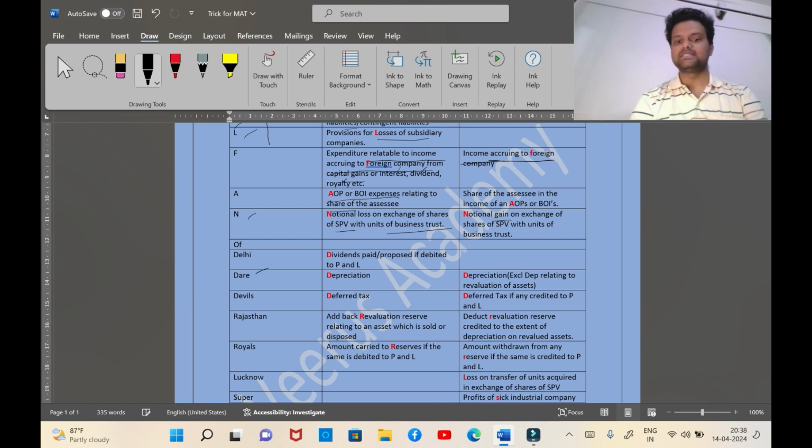Similarly, D-A-R-E means depreciation, and the other D means deferred tax. These three. Deferred tax can be an asset or a liability. If it is an asset, you need to deduct. If it is a liability, you need to add back.